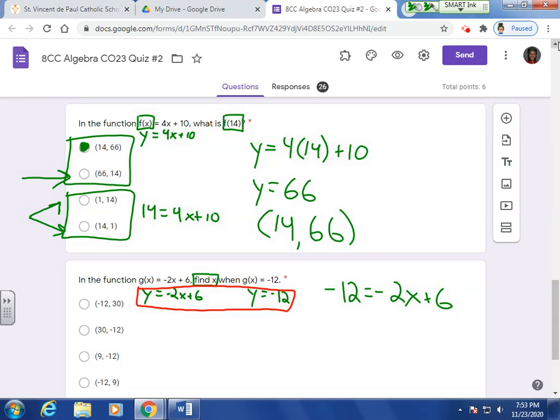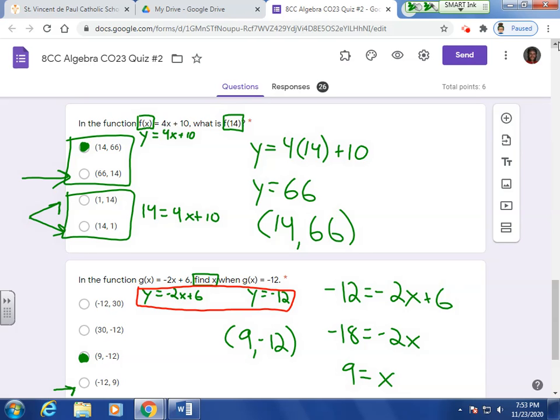Anyway, two-step equation here to solve. Subtract 6 from both sides. We get negative 18 equals negative 2x. Divide by negative 2, and negative 18 divided by negative 2 is a positive 9. So x is 9 when y is negative 12. That is this ordered pair here, which is the correct answer.